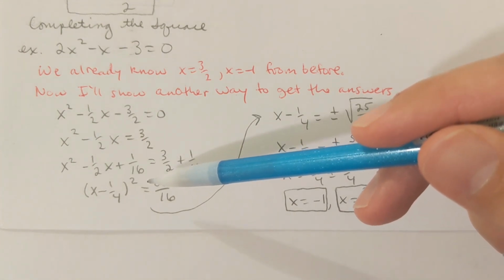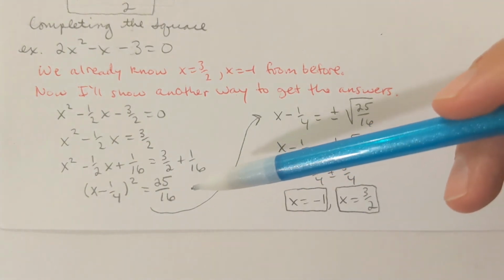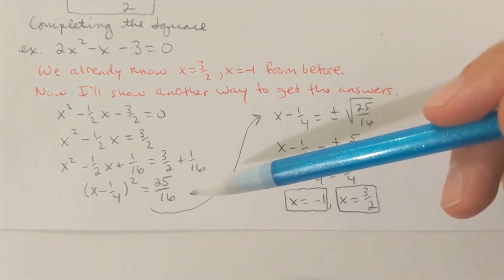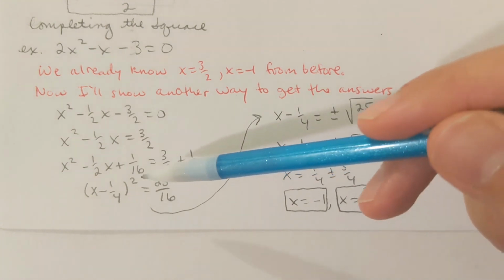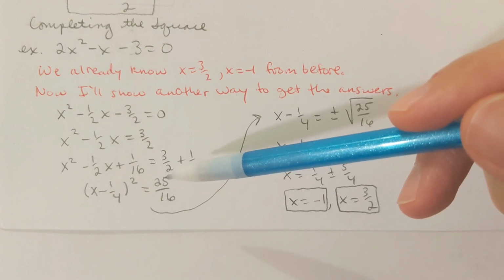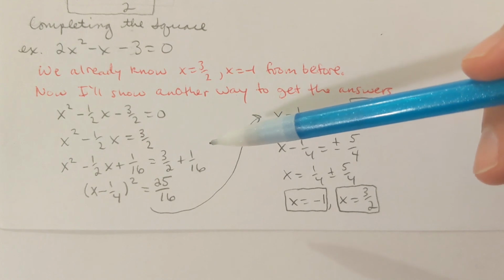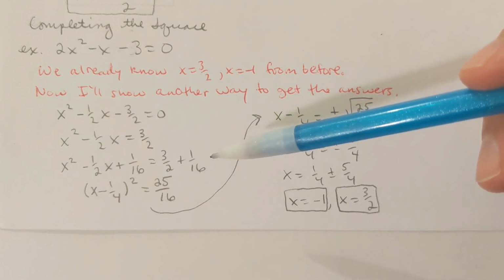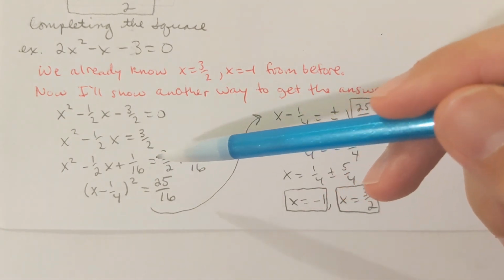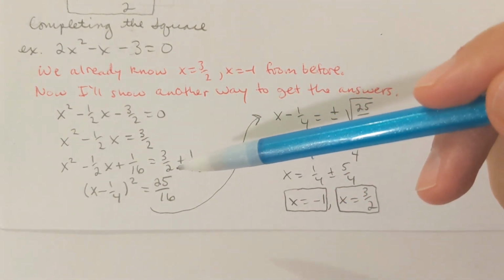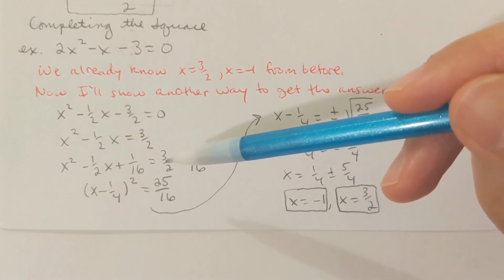On the left, I get x minus 1/4 times x minus 1/4. And by the way, when you go to factor the left side, the factors will always be the same. Always. And it will always include the number that you had before you squared it. So the number that I had before I squared it was x minus 1/4 times x minus 1/4.